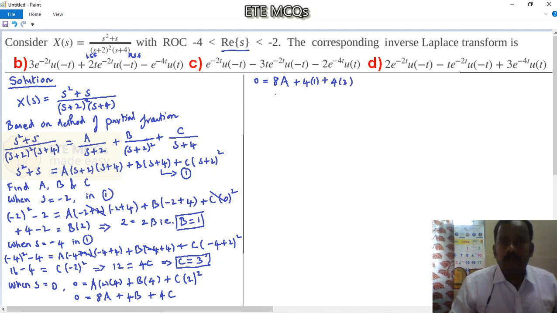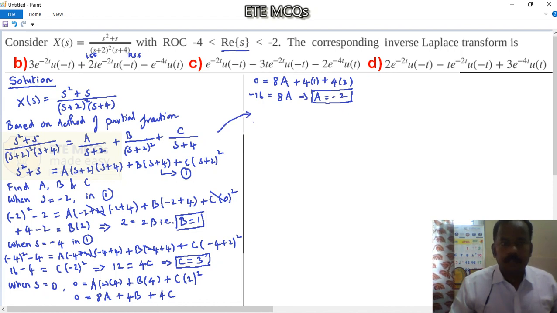So we get 8A, and 4 plus 12 is 16. Let me take it to the other side. We will get minus 16 is equal to 8A, which implies A is equal to minus 2. So we have determined the value of A, B and C. Now let us substitute it in this partial fraction so that we can find the inverse.